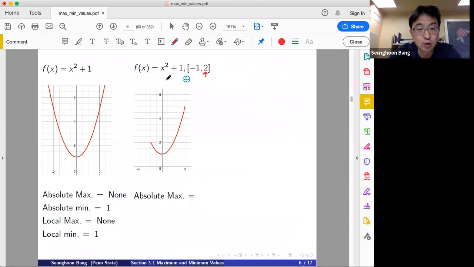Yes, you can plug 2 into here. 2 squared plus 1 is, yes, exactly 5. The 5 is the absolute maximum. Absolute minimum, same, 1. The local maximum, no, we don't have it. If you want to find a local maximum or local minimum, you have to exclude the endpoint. We don't have it. What about the local minimum? The same. That is 1.